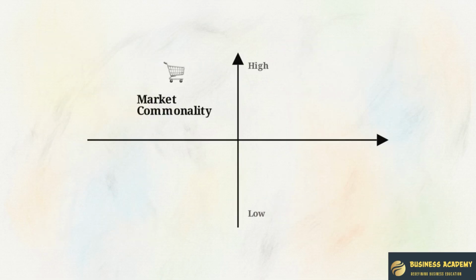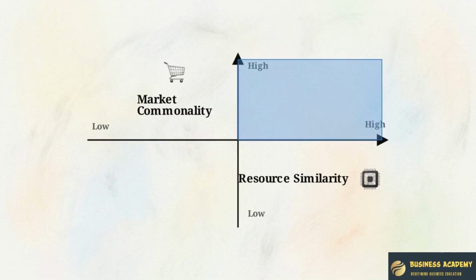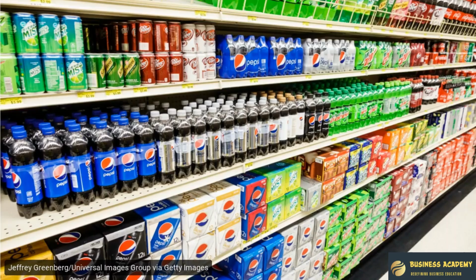The vertical axis measures market commonality, overlap in customer segments. The horizontal axis measures resource similarity, comparable technological capabilities. Firms in the top right quadrant share high commonality and similarity, generating intense, predictable warfare. The rivalry between Coca-Cola and Pepsi in the carbonated soft drink market is the textbook example. Their moves and countermoves are well matched and telegraphed.